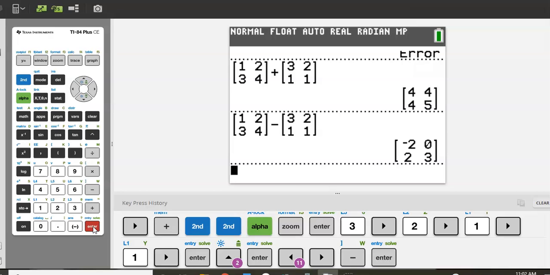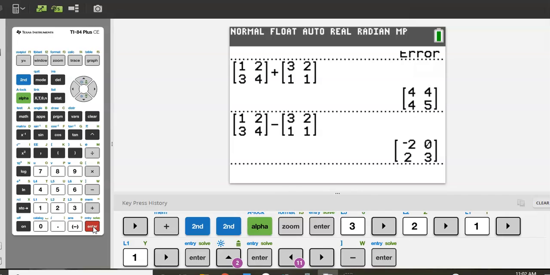Okay, now I'm going to talk about some of the other properties that matrices have. They have rules that they have to play by, and they're not exactly the same as the rules for integers or rational numbers or things like that. The first property that I want to talk about is called identity.